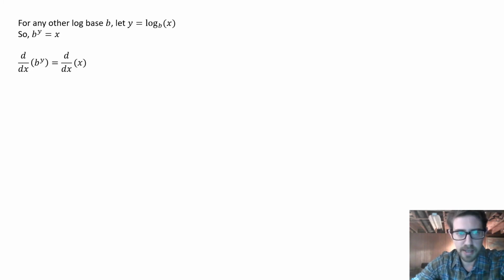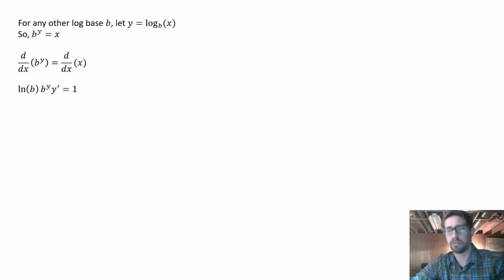Differentiate both sides. The right-hand side is just 1. And now think back to the exponential stuff. The derivative of b to the y is the natural log of b times b to the y times whatever the derivative of y is. The base is just some number. Just imagine the base is 2. So it'd be like the natural log of 2 times 2 to the y times whatever the derivative of y is, which is just y prime. That's the thing we're trying to figure out.